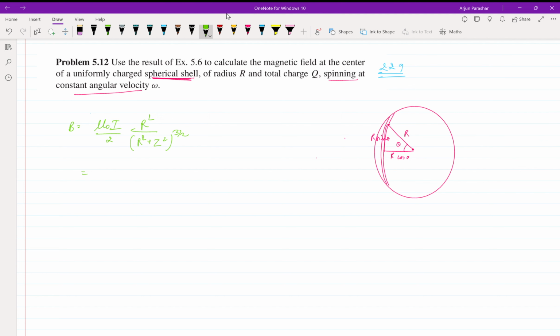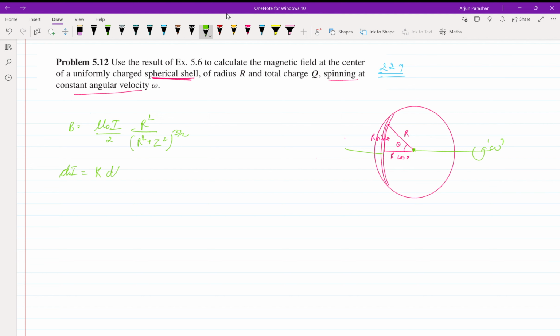So we need to calculate the magnetic field at the center, from this distance, when it is spinning at an angular velocity omega. So suppose this is the angle and it is spinning about this axis with angular velocity omega. So what we'll do is, as we know, the current on this strip will vary with respect to length. Why? Because at every point the length is changing. That's why the current will change.